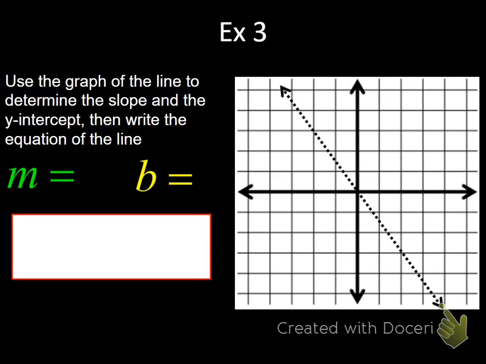Example number 3. Dylan, tell me what to do after I identify my x and y axes. You mark it right in the middle because it's going on the y-axis. So that's where that line crosses the y-axis, right there in the middle. Meaning our y-intercept is what? 0. 0. Okay? From here, what do I need to do, Maddie?